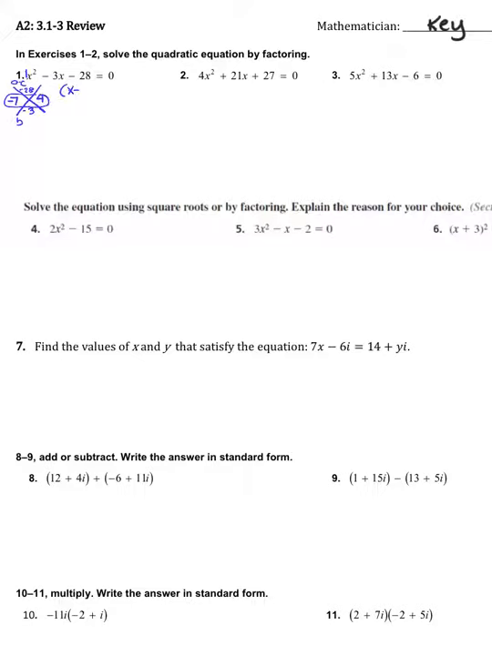So this will be x minus 7 times x plus 4. And then we set each factor equal to 0. So x minus 7 equals 0, x plus 4 equals 0, and we get two answers, always two answers. So x equals a positive 7 or x equals a negative 4. All right, and that would be that solution.